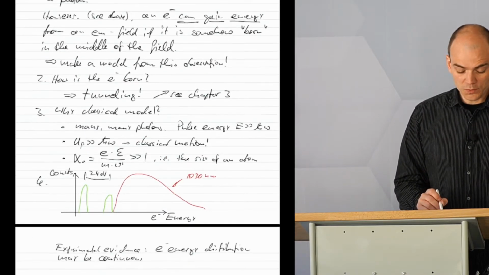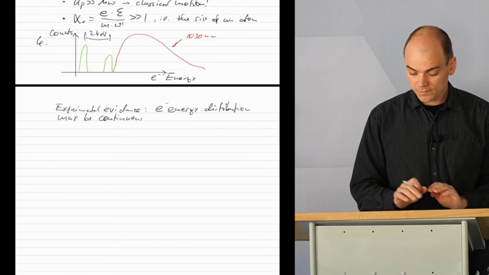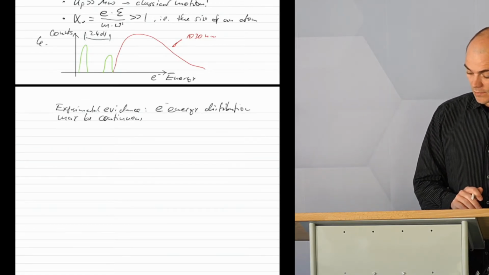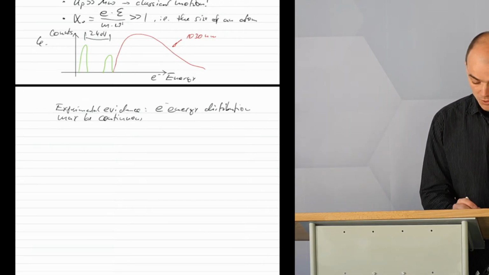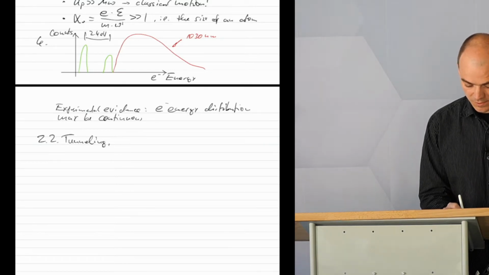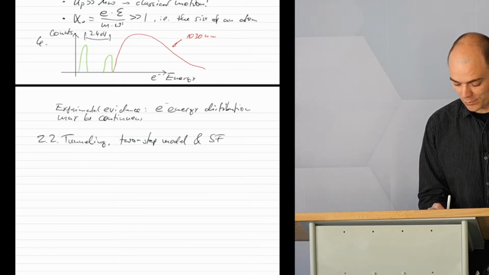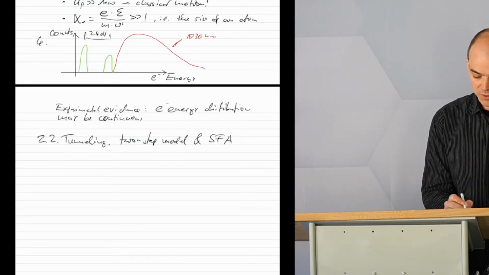So much for the introduction. Now let's approach the model in more detail. We have here 2.2. This subchapter is called the tunneling two-step model and the strong field approximation, which I abbreviate here.